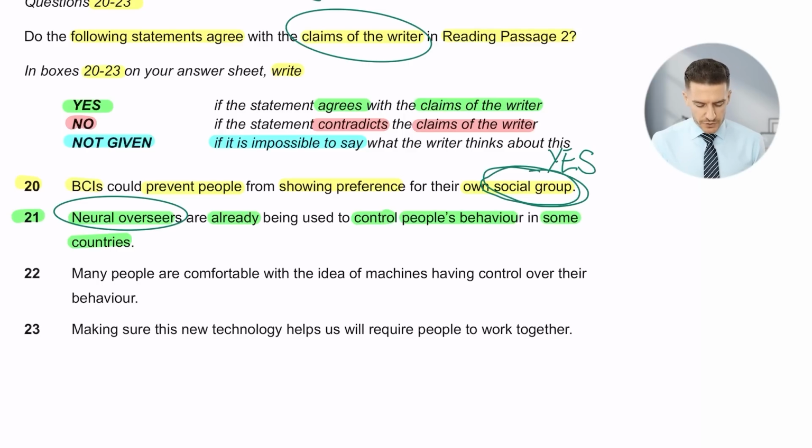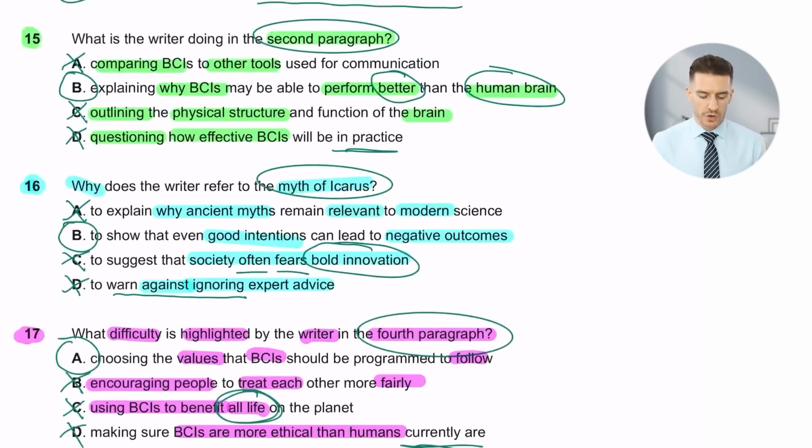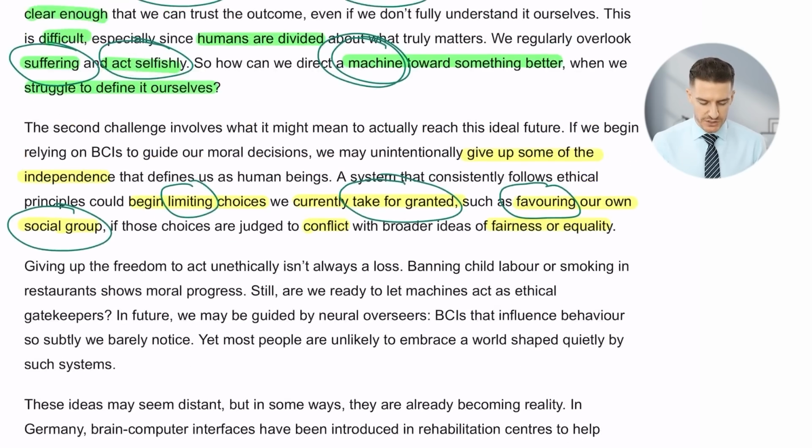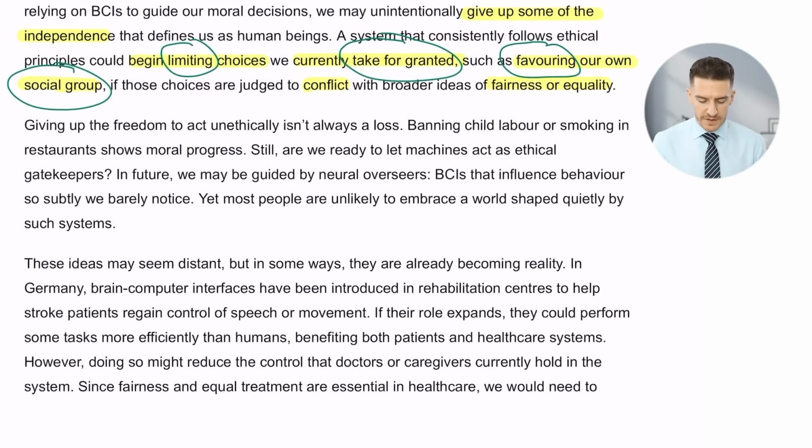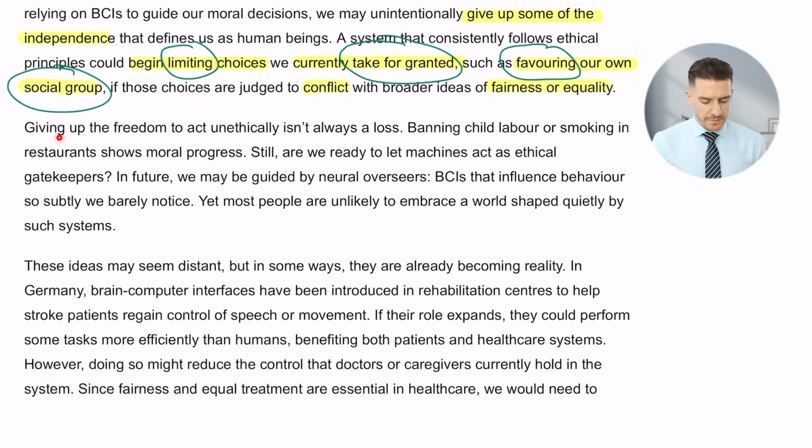Now let's just quickly look at those keywords again. Okay, control people's behavior in some countries. All right, so let's go back up and we'll see if we can find those neural overseers that the question mentioned. So we'll start here from where we found the last answer. Giving up the freedom to act, banning child labor, okay? Are we ready to let machines, okay, that should be in the future. In the future, we may be guided. There we go. Neural overseers, okay?